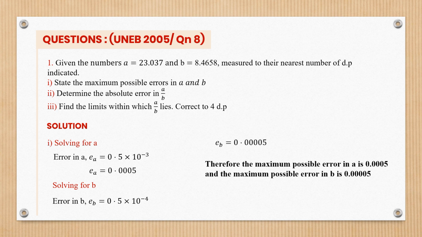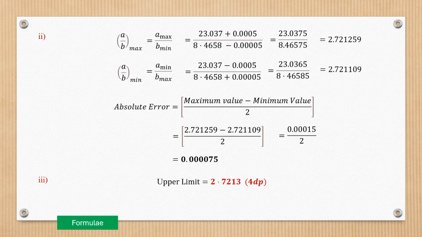So in part 3, we're being told to find the limits within which A over B lies correct to 4 decimal places. Alright, so now for part 3, we already know the upper limit. So the upper limit shall be the maximum value, which is gotten from here, but we shall round this off to 4 decimal places as required. Then the lower limit shall be this rounded off to 4 decimal places. So the upper limit shall be 2.7213 and the lower limit shall be 2.7211, and those are the answers.